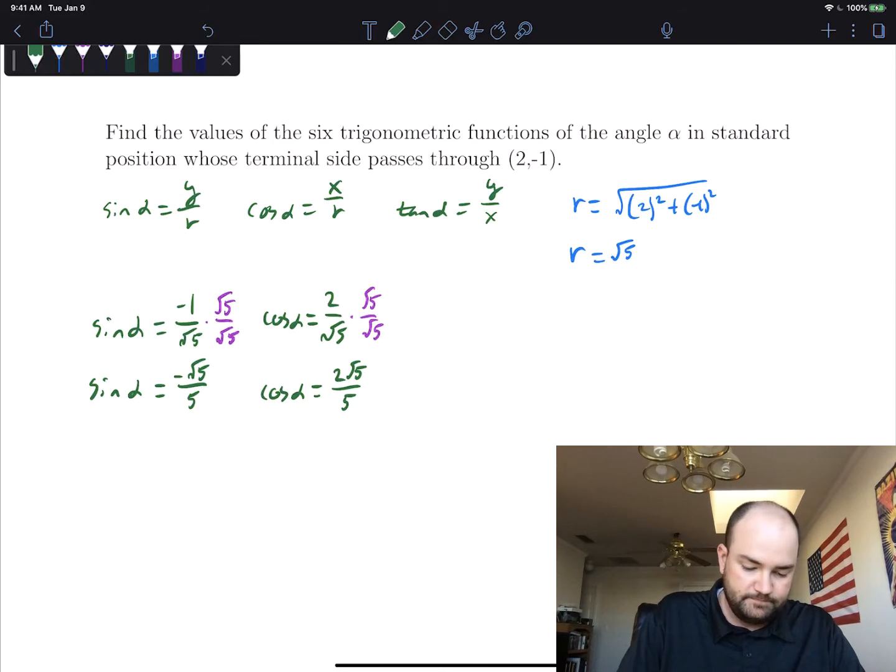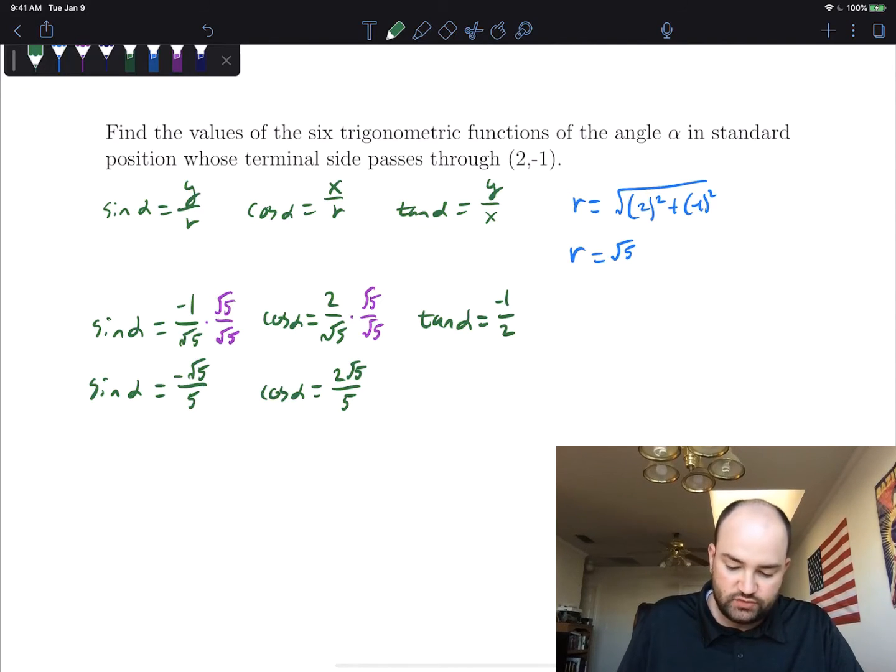Awesome. Now for tangent. Tangent alpha is y over x, y is -1, x is 2. And that's pretty much it. So tangent alpha is -1/2.